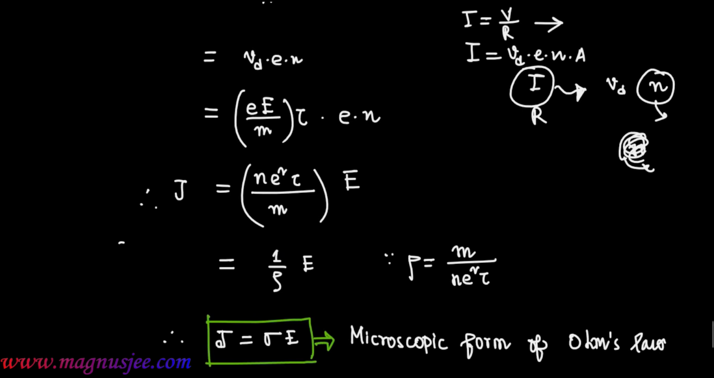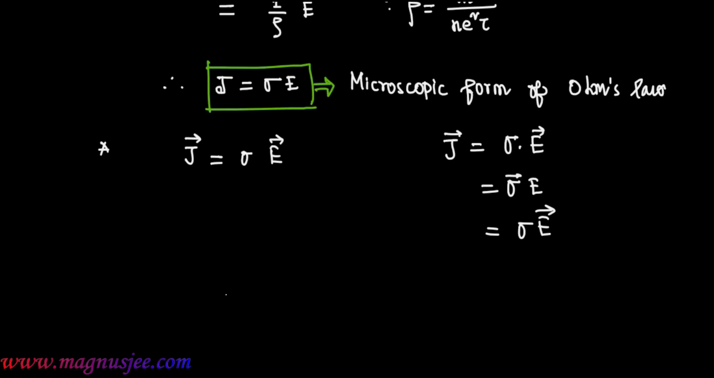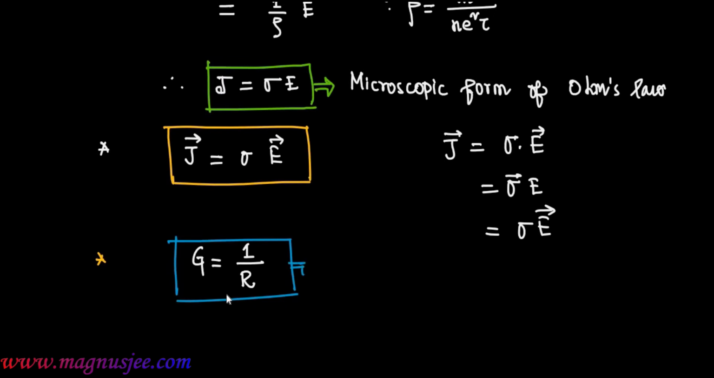Now, what will be the vector expression of the microscopic form of Ohm's law? Vector J will be equal to sigma vector E. The correct form of the microscopic form of Ohm's law in vector expression is vector J equals sigma vector E. That means current density vector is equal to conductivity sigma into electric field intensity vector E. Now, conductance G is equal to 1 by R.